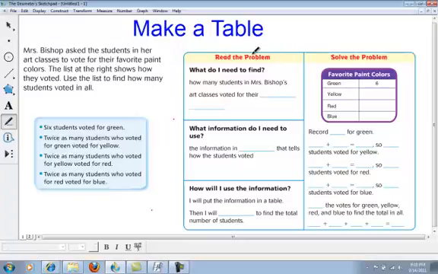Well, we've already read the problem, so we need to find out, what do I need to find? How many students in Mrs. Bishop's art class voted for their favorite paint color? So that's what we're looking for. What information do I need to use? The information in the list that tells us how the students voted.